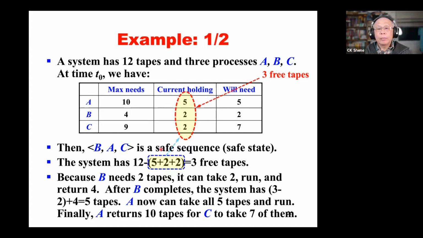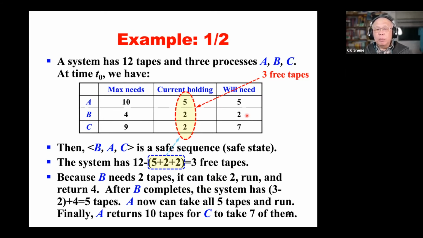Why? The system has already allocated 5 plus 2 plus 2 tapes. That is 9. Therefore, the system has 3 free tapes available. 12 is the system's available resource initially. So currently, the system has 3 free tapes available. So let's scan the need array. A needs 5, but currently the system has only 3, so A cannot run. But the system can run B because B only needs 2.